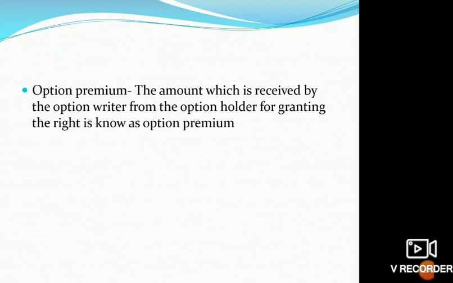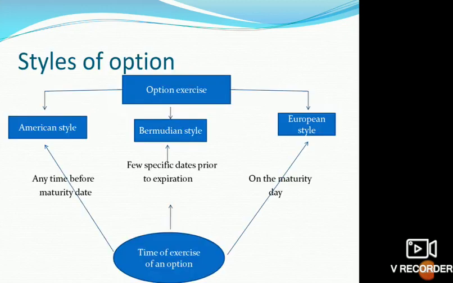Okay, so this is the predetermined price. Then the option premium is there, as I informed. The amount which is received by the option writer from the option holder for granting the right is known as the option premium. So the person who is having the obligation simply will not accept the obligation, right? Because he is taking the risk, and for his risk-taking ability he has to get something, so that amount is paid by the holder and it is called the option premium.